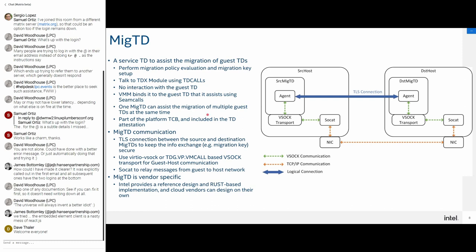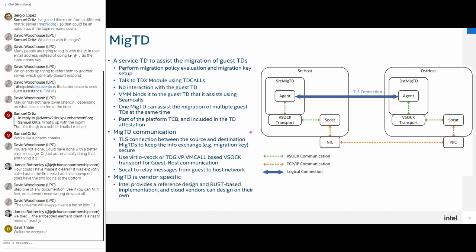For one MicroTD, we can have it support multiple guest TDs at the same time. Like if we have 6 or 10 guest TDs that want to be migrated at the same time, in this case, we can just boot one MicroTD to support all of those guest TDs to migrate. Finally, the MicroTD is a part of the TCB, so it's included in the guest TD's attestation. So it ensures the MicroTD runs something that's expected to run.